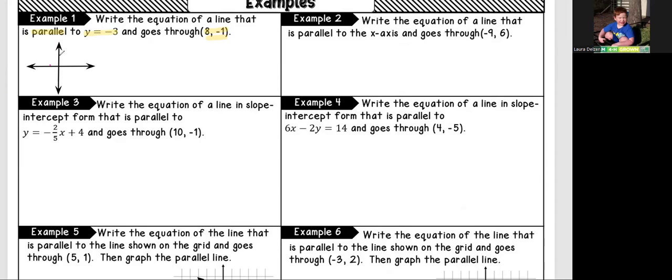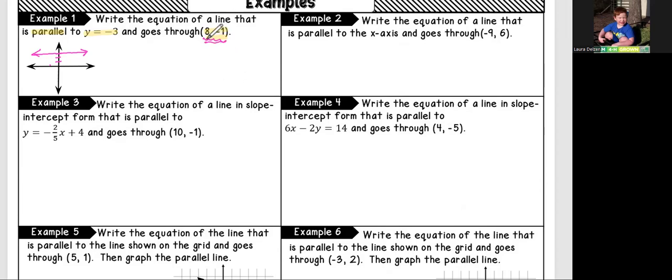Where it's y equals -3, we're going to go up 1, 2, 3. And so it is going this way. Okay. Now, if I want a line that is parallel to that, I am going to have to figure out which of this is going to apply.